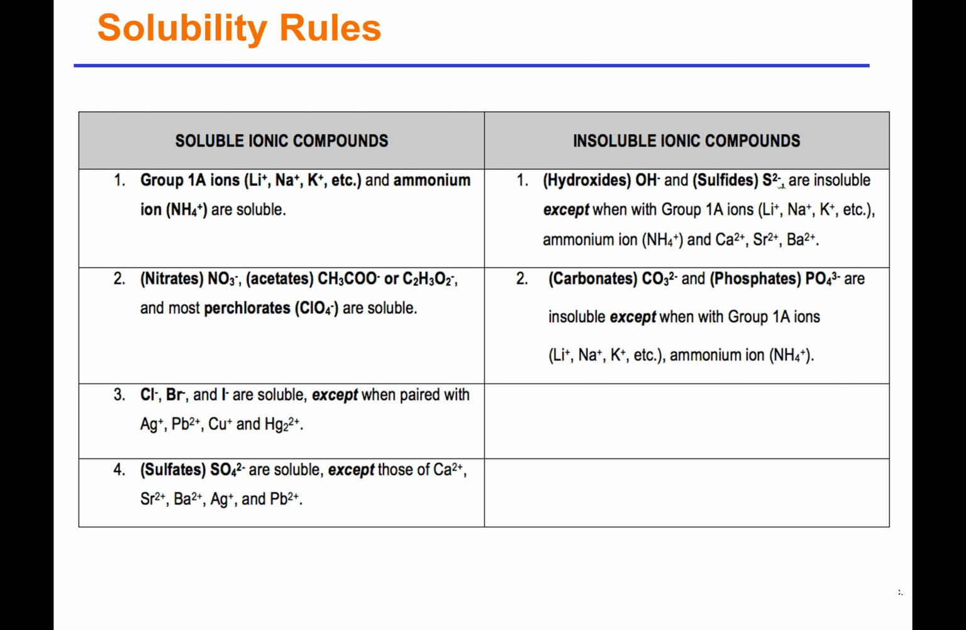But notice on the right, it says insoluble ionic compounds. Hydroxides and sulfides are insoluble except with group 1A, so lithium, potassium, etc. Then we have carbonates and phosphates, which are insoluble except with group 1A. Notice both of these rules point back to this first one. So this is one style of chart.